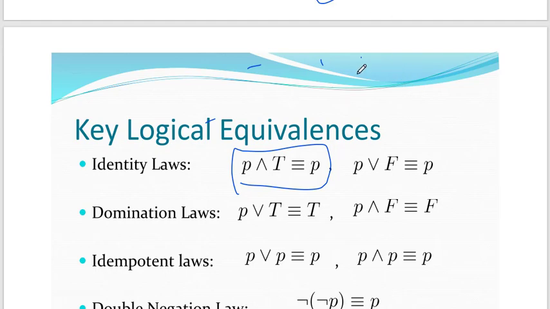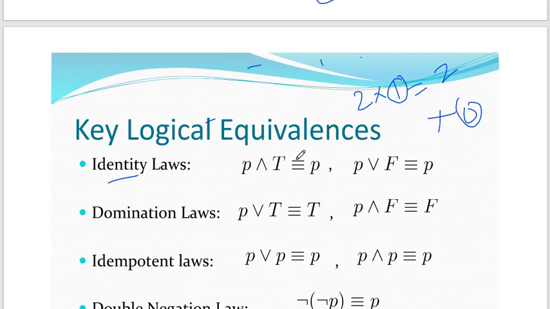Okay, so this type of logical equivalence is called identity laws. In multiplication, identity means if we multiply 2 by 1, it will remain 2. So 1 is the identity for multiplication. In addition, 0 is the identity. Okay, so in an AND condition, true is the identity. And in an OR condition, false is the identity.